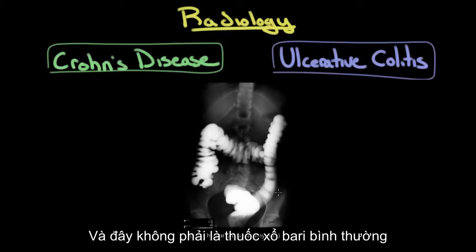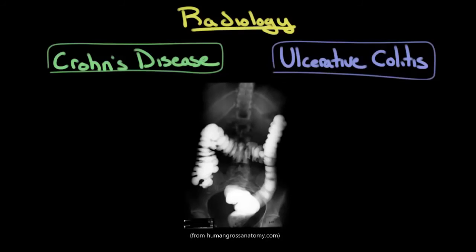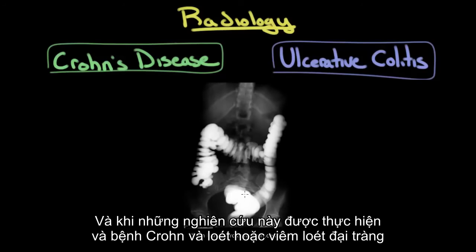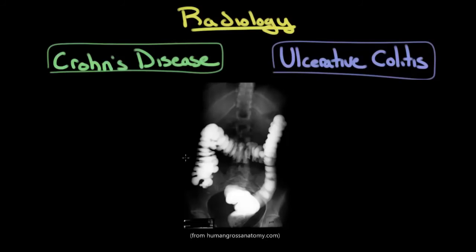And this is a normal barium enema study. You can see a nicely outlined large intestine. And when this study is performed in either Crohn's disease or ulcerative colitis, there are some characteristic findings that represent some of the underlying pathology of the two diseases.